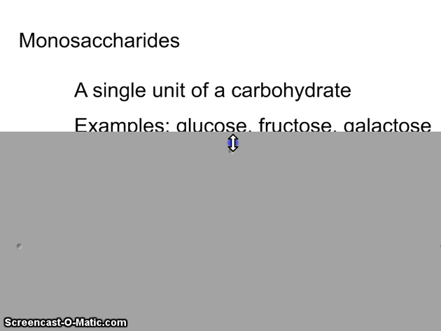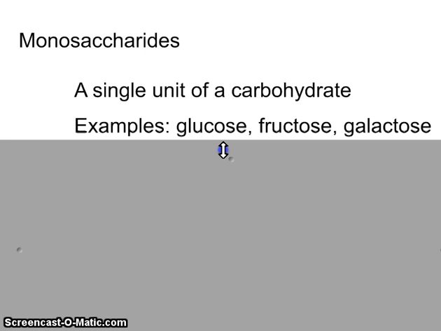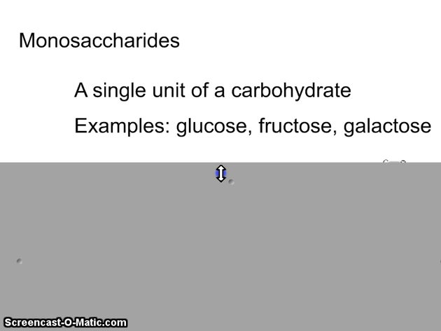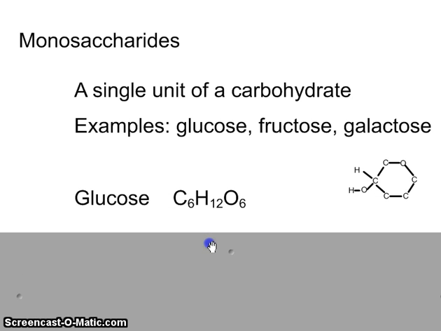Okay, we're going to take a look at the monosaccharides. What is that? If we look at this word, mono meaning one, saccharide is a carbohydrate, so this is one subunit of a carbohydrate. So we say it's a single unit of a carbohydrate, the simplest ones we have. Again, glucose, fructose, and galactose are all examples.